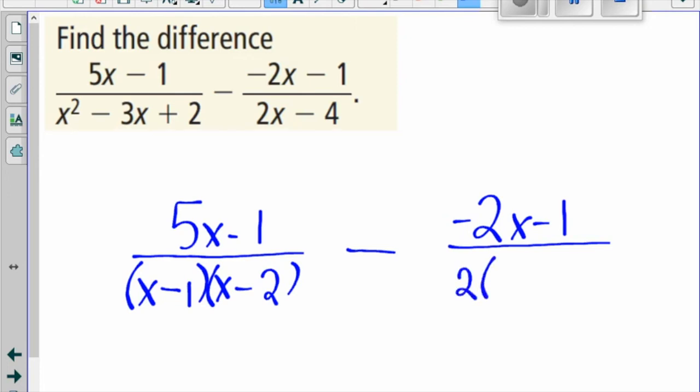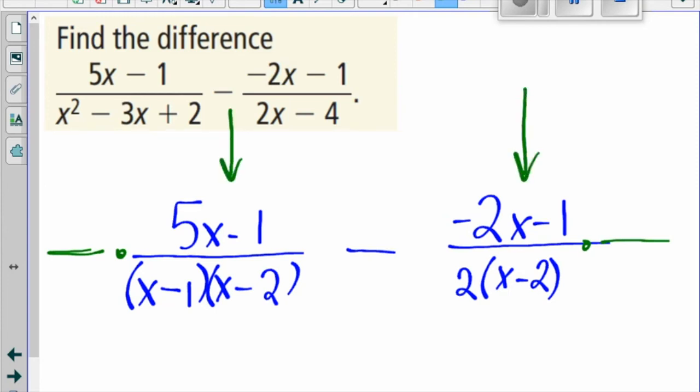We can factor out a 2, which would leave us with x minus 2. So we have this here. The reason we're factoring the denominators is so that we can see what we need to multiply each fraction by to get them to be the same. Because if I can get them to be the exact same, then we can add or subtract them from each other. So if we look at the one on the left, what does it have that the one on the right doesn't?